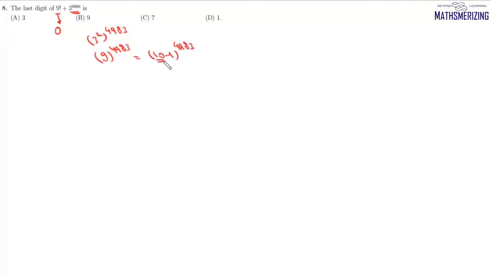Now using this shortcut, the last digit will be minus 1 to the power 4983, which is minus 1. Now since a remainder cannot be negative, we take its complement with 10. The complement of minus 1 with 10 is 9. So the last digit in this case will be simply 9. And that's your option B.